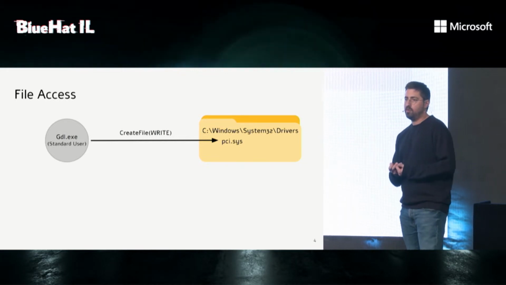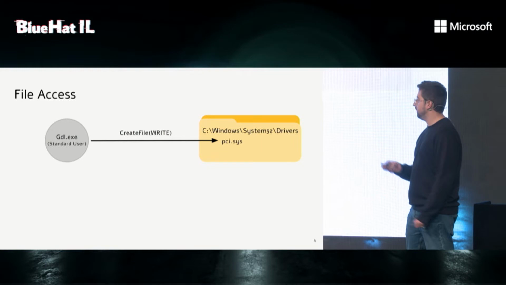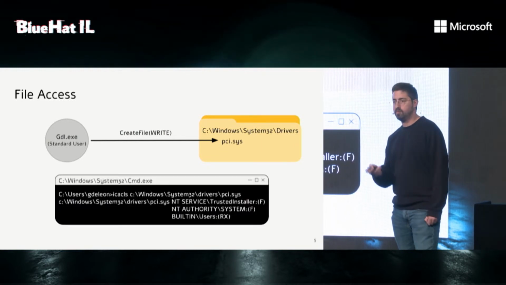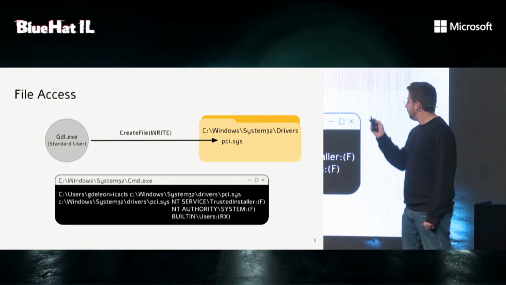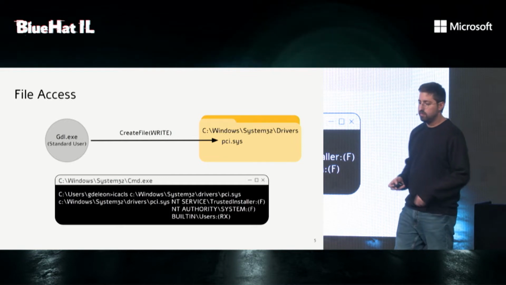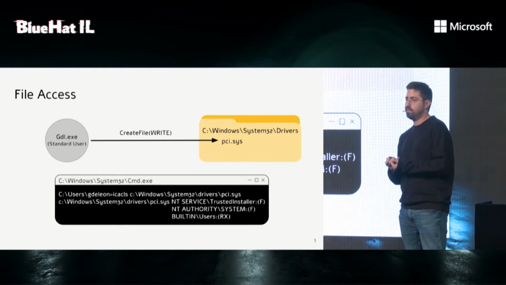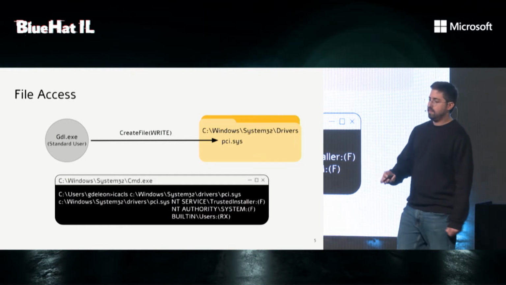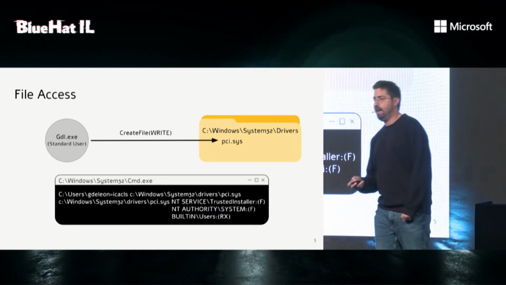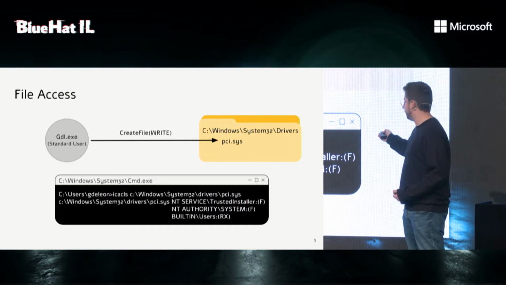Now, when you create or open a file in Windows, your access token is compared against the security descriptor of the file. So I used the DACL tools of Windows to show the security descriptor of pci.sys, and it shows which groups and users can access that file and how. For example, the NT AUTHORITY\SYSTEM group has full control over that file. That's what this F stands for.